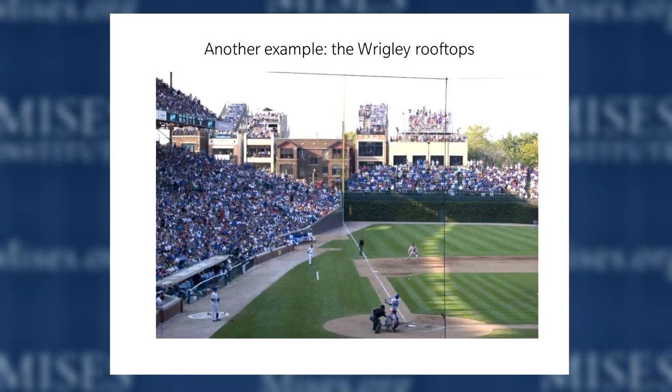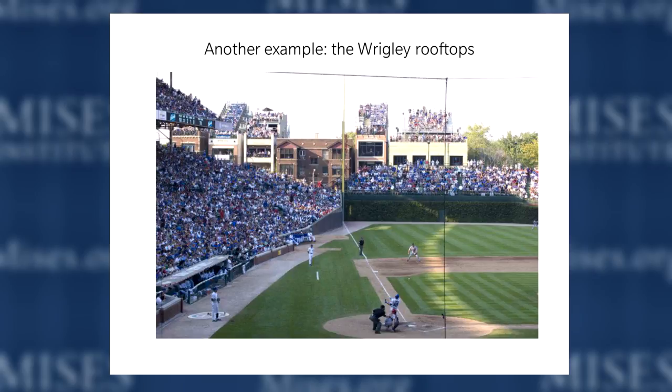Here's another sort of fun example. Is anybody here from Chicago? Famous example of Chicago at Wrigley Field, the so-called Wrigley Rooftops. So for those of you not familiar with this case, this is a famous baseball field in Chicago. It's home of the Chicago Cubs. It's one of these old baseball parks. It's right in the middle of a densely populated urban area. And on the street behind the ballpark, there are rows of houses from which you can see into the park.